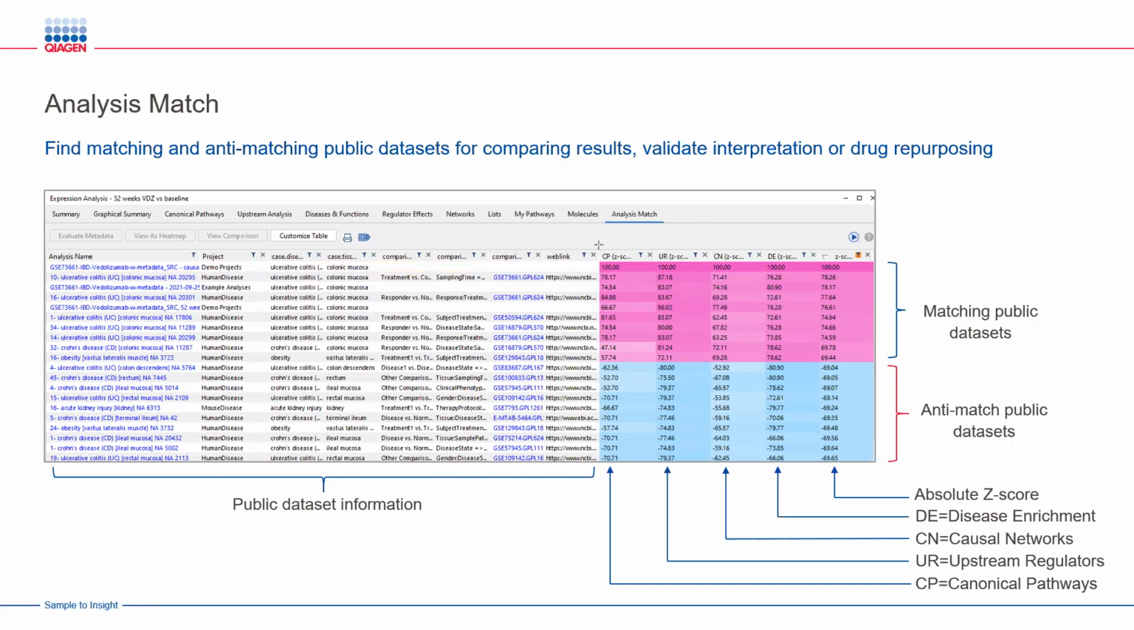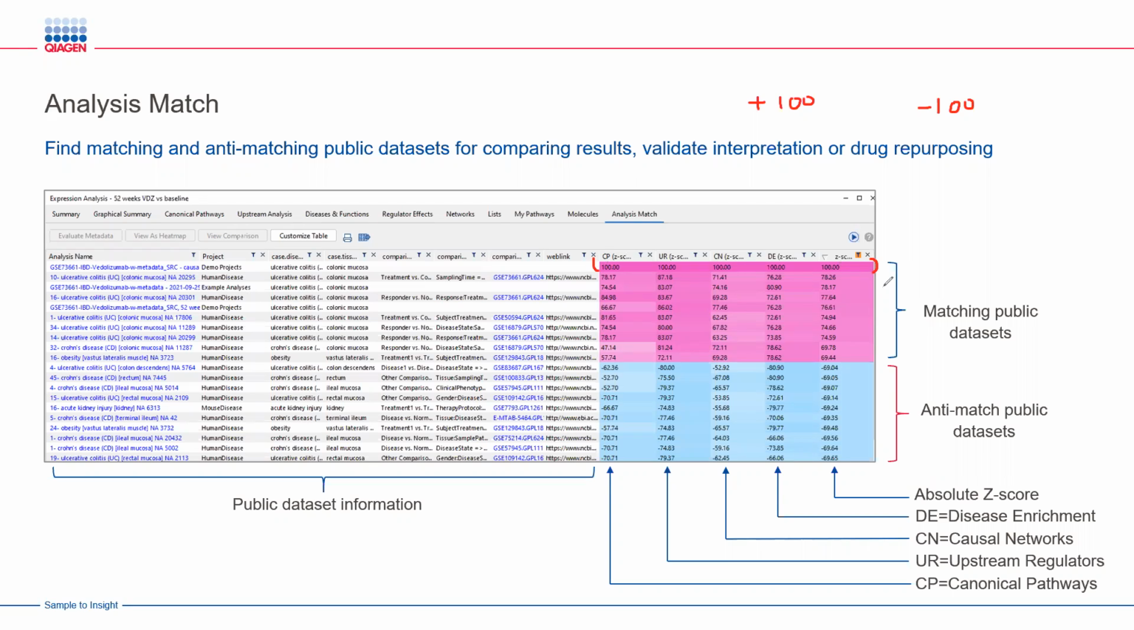Now, the second half of the section is giving you the scores, the 4 signatures that we talked about. So CP is your canonical pathways Z-score. UR is upstream regulator, CN is causal network, DE is your diseases and function. So the score basically runs from a positive 100 to a negative 100. So positive 100, like you see here, is a perfect match, right?